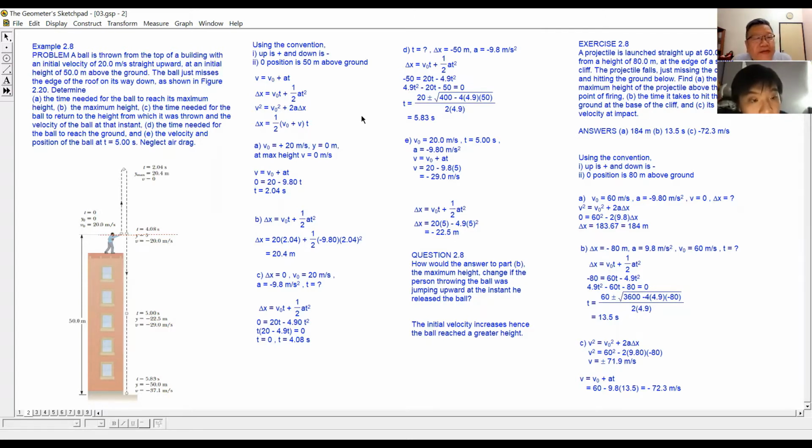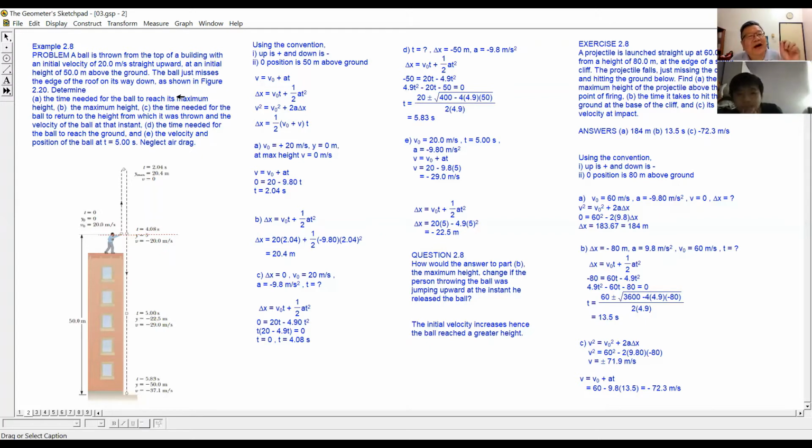The problem with this is that what they ask us is actually in sentence form. There is no symbol at all. You see the first question here: the time needed for the ball to reach its maximum height. They are all in words, not in symbols. How am I supposed to know, right?